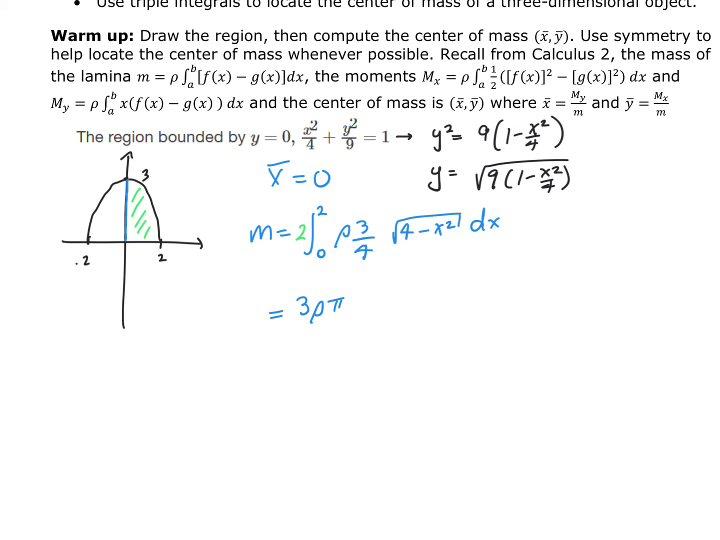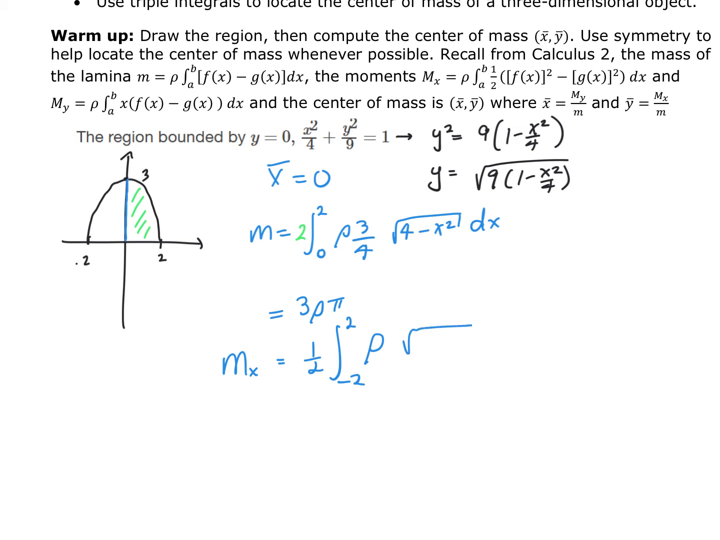Now I have to find my moment with respect to x, so m of x. And this is going to be 1/2 the integration from a to b, which is negative 2 to 2. I wrote 1/2, I got 1/2 on the brain. So negative 2 to 2 of my rho. And again, I'm going to have my upper function and my lower function.